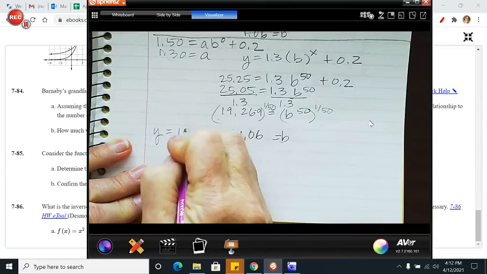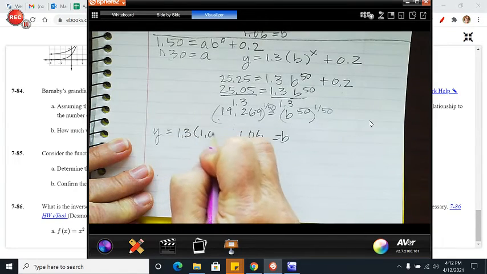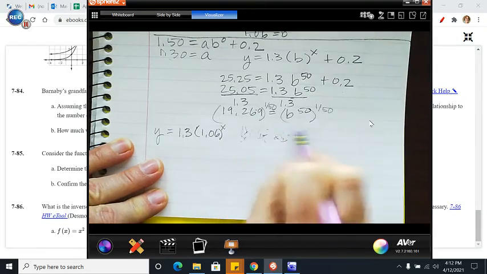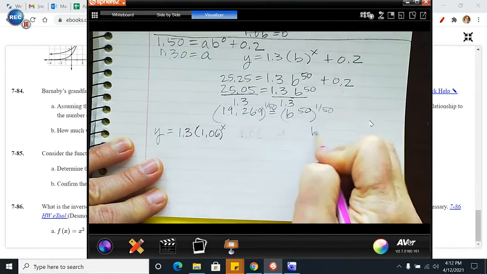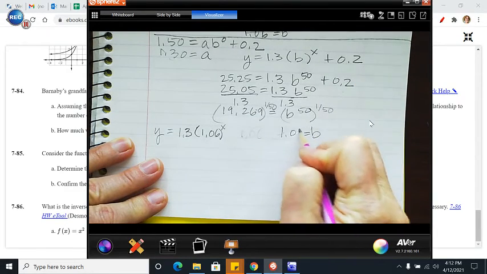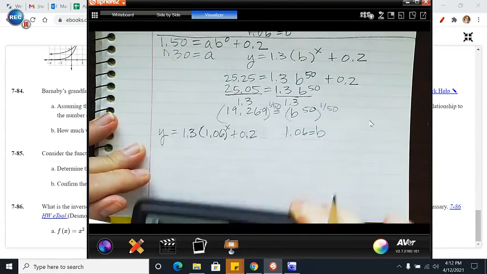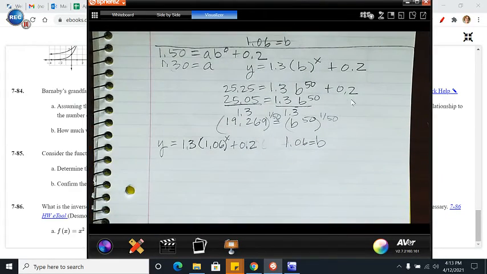So I think this is going to be y equals 1.3 for A times 1.06 to the x plus 0.2, but I'm going to check and make sure. I'm not sure that's right. Okay.